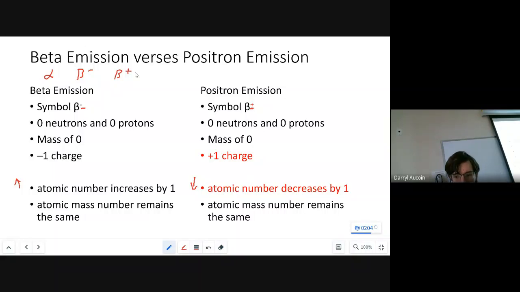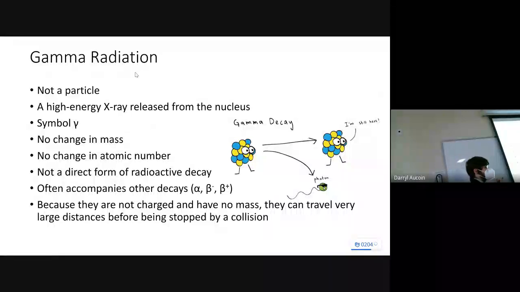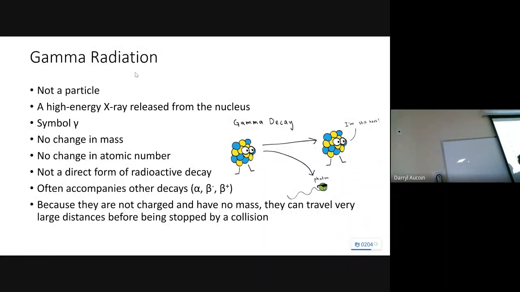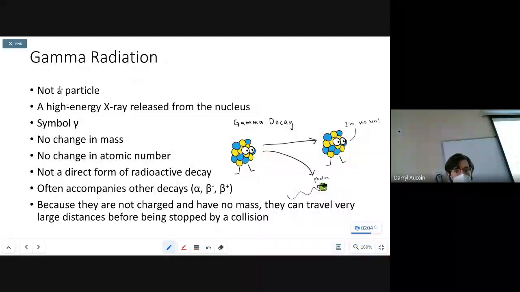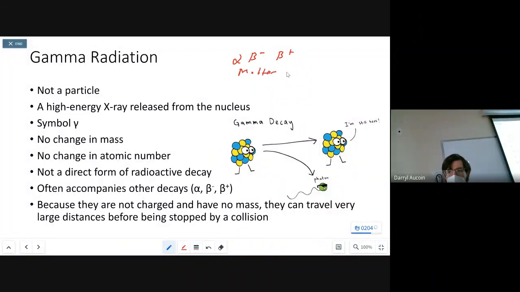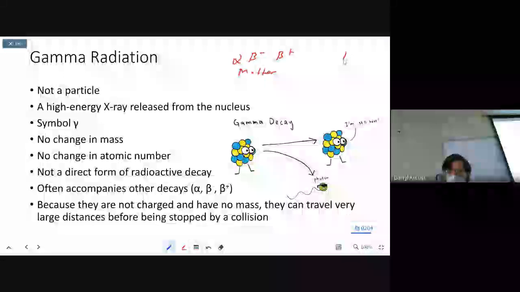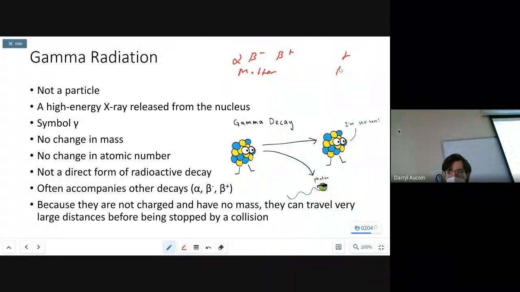But there is a fourth way of stabilizing an element, to make it give off some energy and become more stable. But this one uses energy instead, rather than using matter like the alphas and the betas. So alpha, beta, positron, these are all matter. And then gammas are energy. So we could also give off energy.